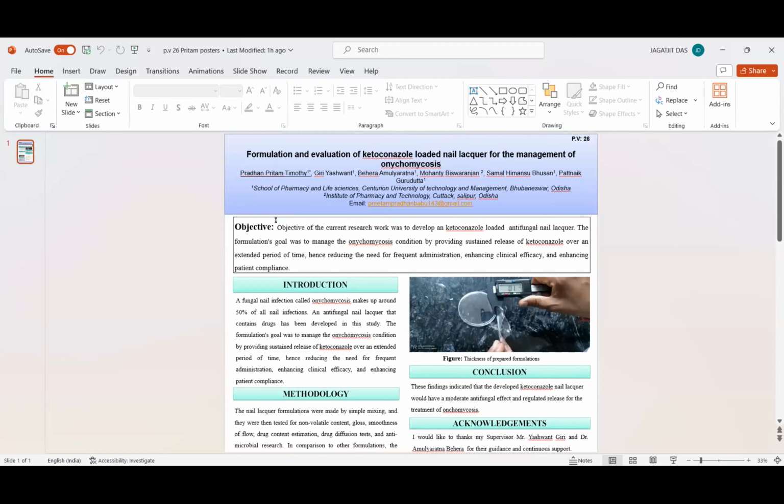The title of my work is Formulation and Evaluation of Fluconazole Loaded Nail Lacquer for the Management of Onychomycosis, under the guidance of Yashwant Giri, Amulya Ratna Behera, Vishwaranjan Mahanti and Samal.